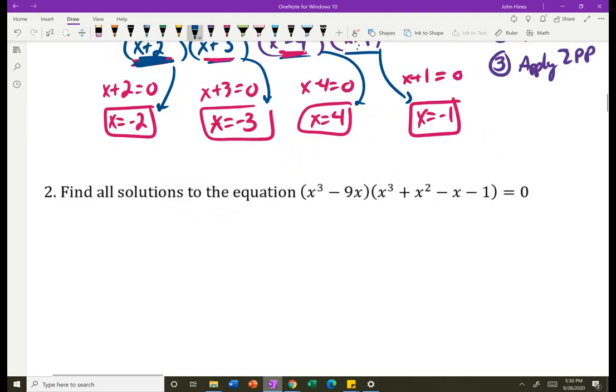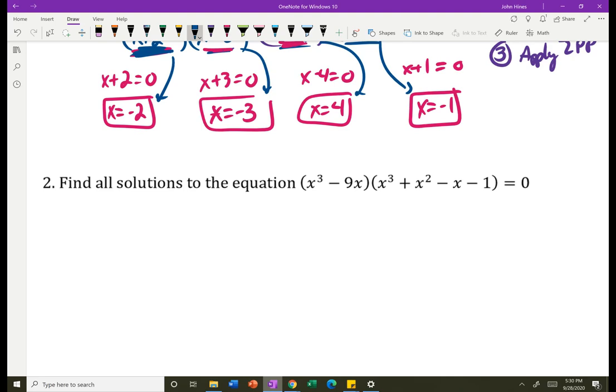Let's try another one. Find all solutions to this equation. So we've got some factoring to do here. Let's look at this first factor. It's set equal to 0, so we're good. Now let's do some factoring. It looks like perfect cubes, but it's not because there's a GCF that has to come out.